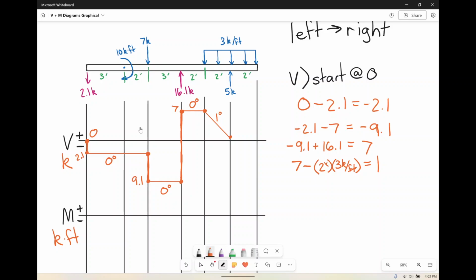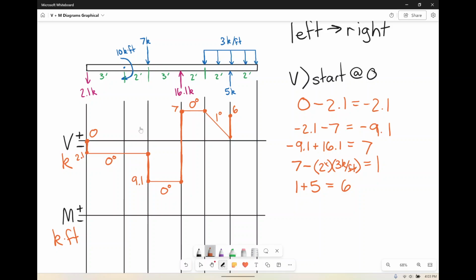And now that we're at 1, now we have to analyze this guy. So there's 5 kips going up. So we got 5 plus 1 here. We're going to end up at 6. So we're about right there. So straight up towards 6 at this point. And now that we're at 6, we're going to come back through and analyze the rest of this distributed load.